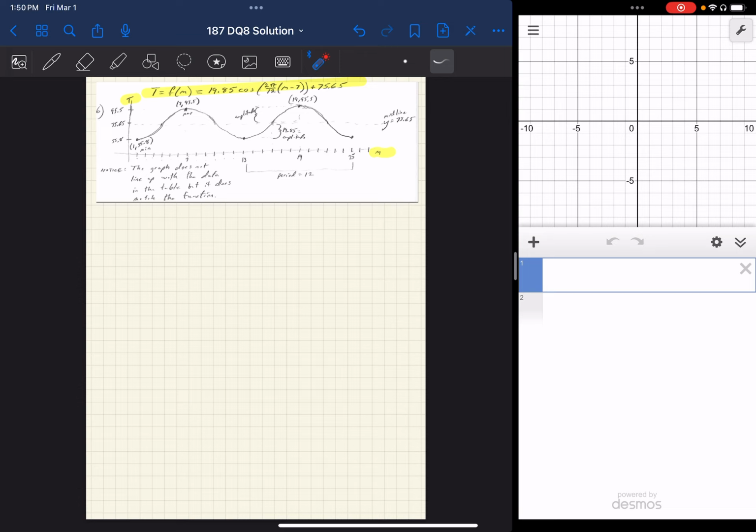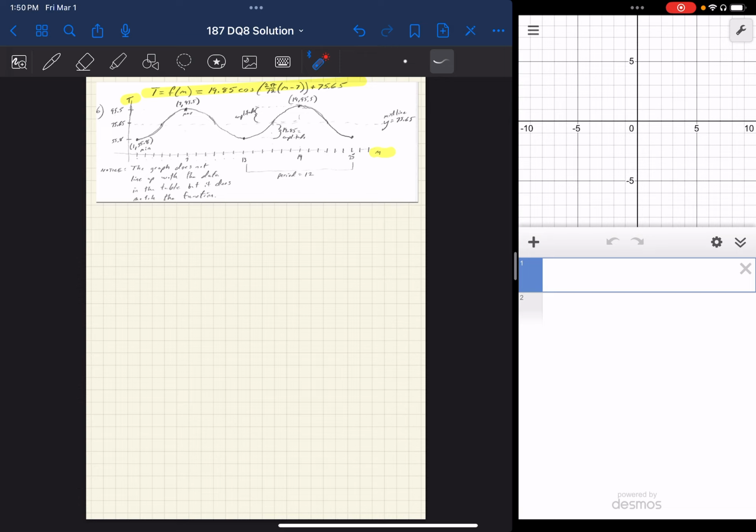Okay, the next step is to solve. It says when does the temperature first drop below 80? So that's essentially saying, when is the output equal to 80? So here I have this worked out. The first thing I needed to do was rewrite my formula here. T is equal to this equation, and then set my output equal to 80. So I have 80 equals all of this.